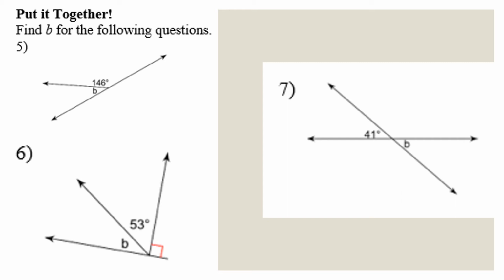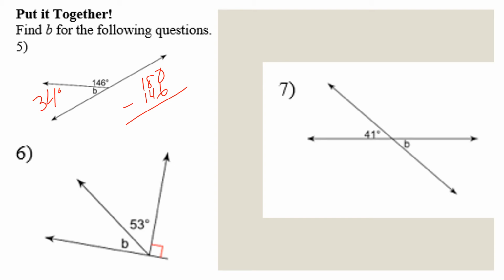I'm going to keep moving though. For this one, b is part of a linear pair, so I can do 180 minus 146, which would be 34. I don't want to write it there. The measure of angle b is 34 degrees.